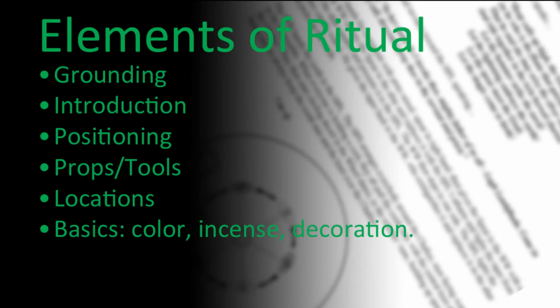And lastly, just these are kind of the basics: colors, incense, decorations. For example, if you look at the spring equinox, the colors are predominantly yellow and orange for that particular ritual. Next, we're going to be getting to writing the ritual.